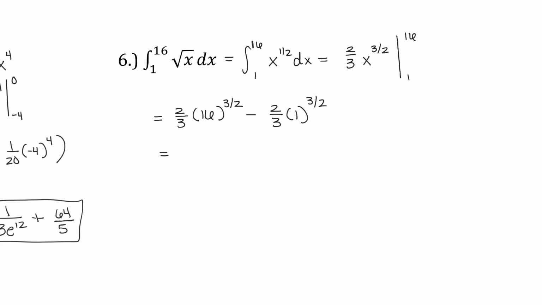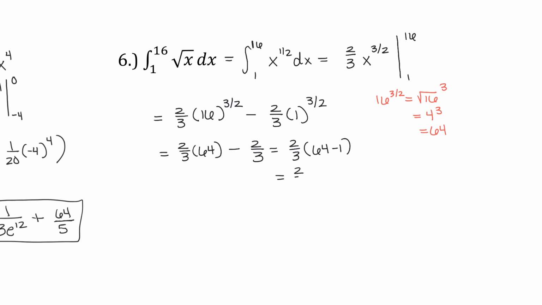So now when I evaluate this, I'm going to come off to the side. 16 to the 3/2 is the same thing as the square root of 16 cubed. So I'll end up with 4 cubed, which is 64. So this will be 2/3 times 64 minus 2/3 times 1, which is just a 1. Cleaning this up, I notice I have a 2/3, so I'll be able to factor that out. And I'd have 64 minus 1, which would be 2/3 times 63. And now the 3 and the 63 will cancel, giving me a 21. So I'll have 2 times 21, which is just a 42.